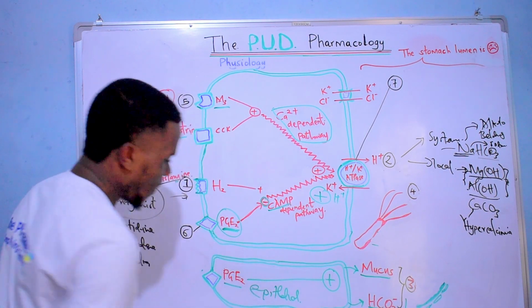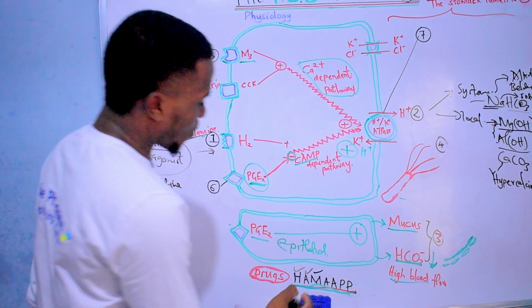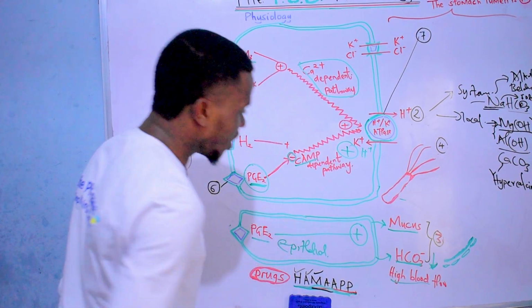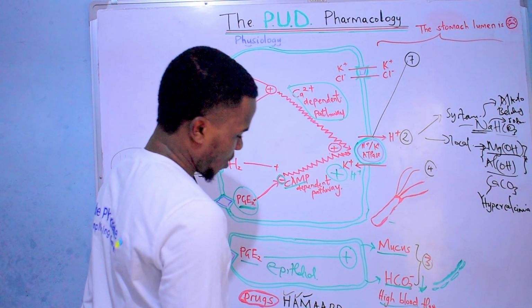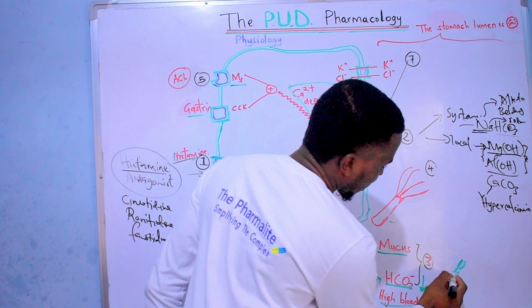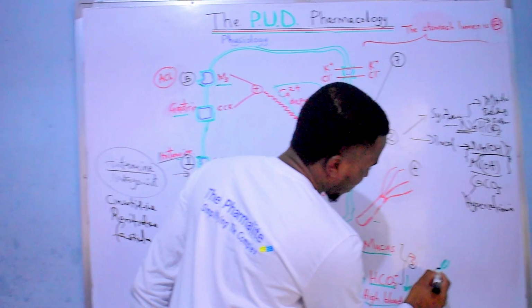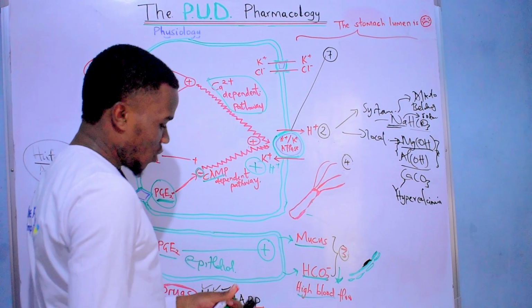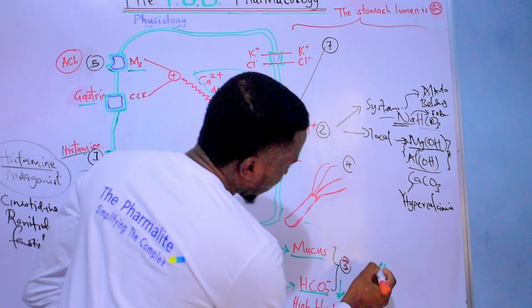Now the third one here is mucoprotective agents. So these ones what they will do is that they create a layer. For example, assuming that this is our ulcer, a mucoprotective agent will come and coat it.